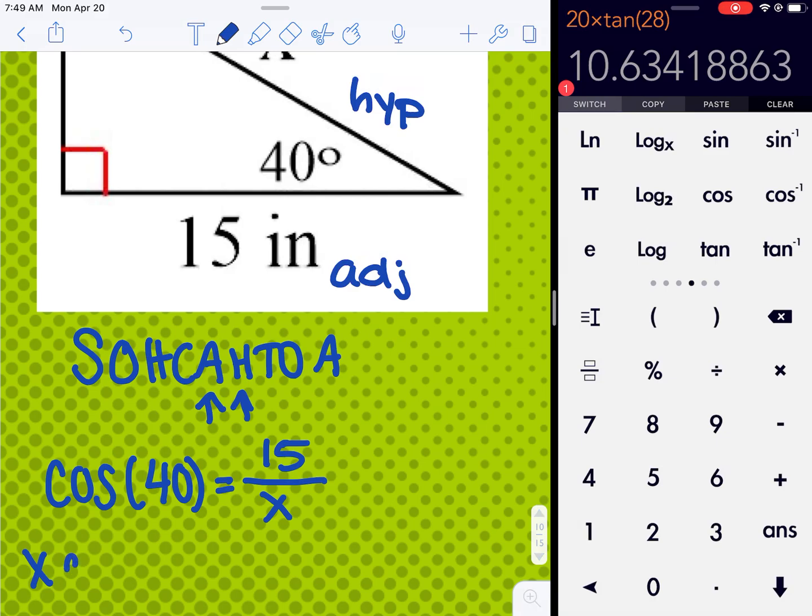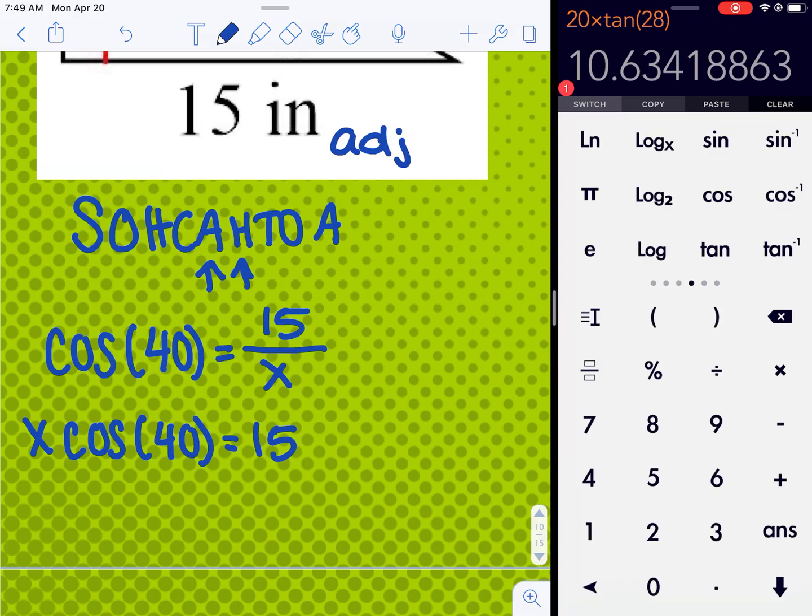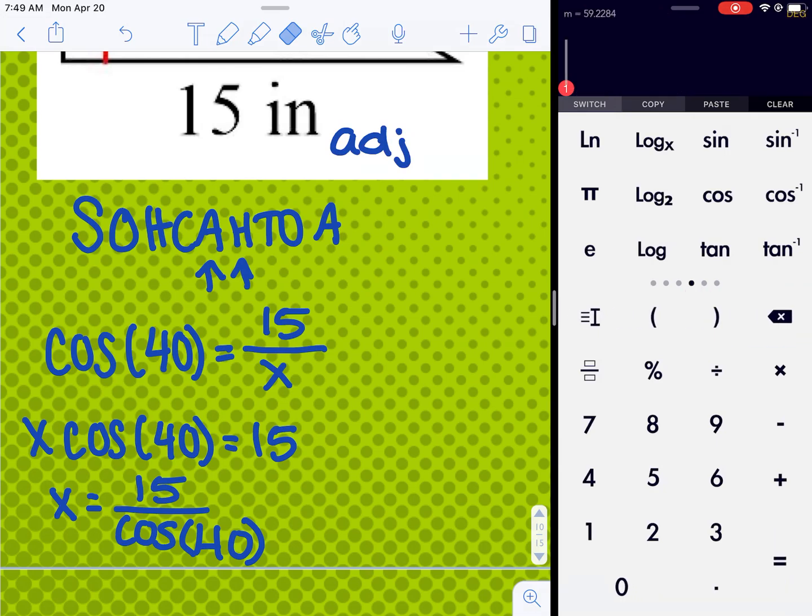I'm going to multiply both sides by x. So I get x times the cosine of 40 equals 15. And then I'm going to divide by the cosine of 40. This is why it's so important to write out your work. Because if you accidentally did 15 times the cosine of 40, or cosine of 40 divided by 15, because you flipped this fraction in your head, I can't help you find that mistake. If you write it all out, I can help you see that mistake and figure out where you went wrong. Okay? And likewise, you can go back and find your own mistakes too.